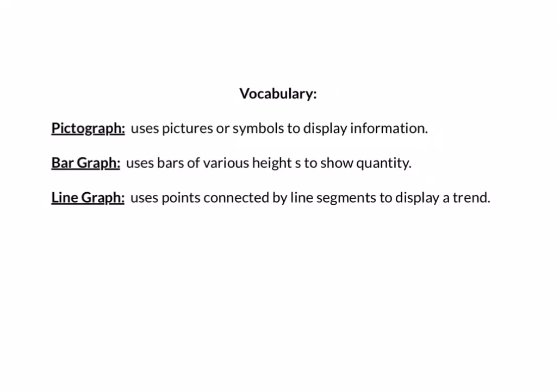So let's go ahead and talk about the different kinds of diagrams that we're going to look at in this section. The first one we're going to look at is a pictograph. This uses pictures or symbols to display information. Bar graphs are similar. We use bar graphs of various heights to show quantity. And the last one we have is a line graph, which uses points connected by line segments to display a trend.